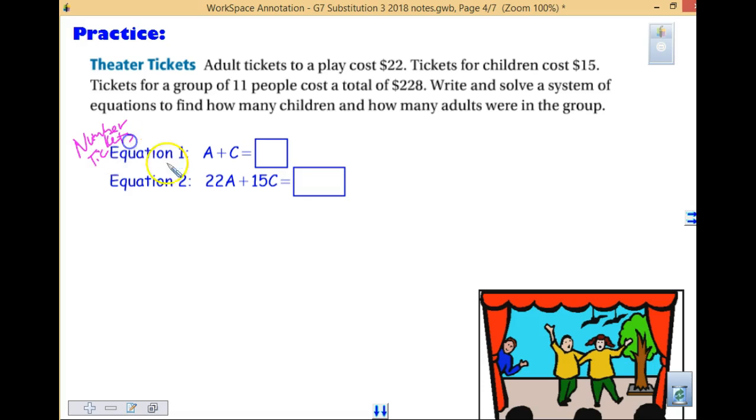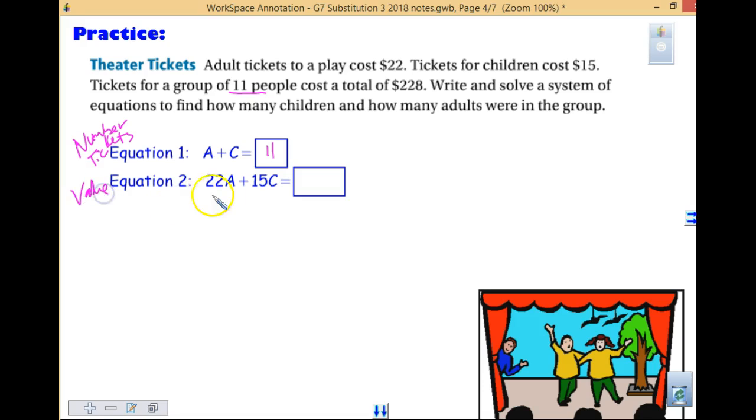How many tickets did we buy? How many people went? 11. A plus C equals 11. So usually when you write systems of equations in story problems, because we're going to be doing quite a bit of that later next week, you have to think of one as dealing with the number and the other dealing with the value.